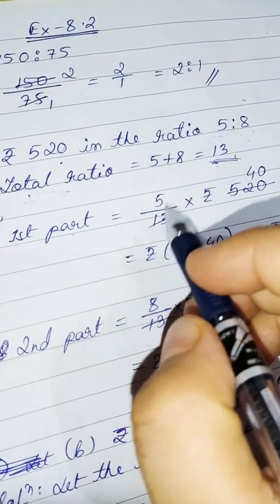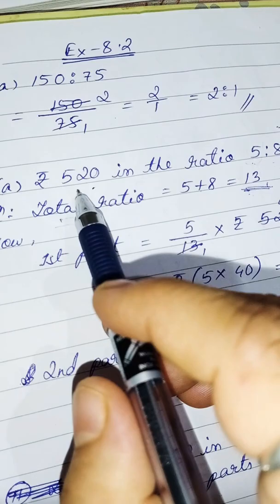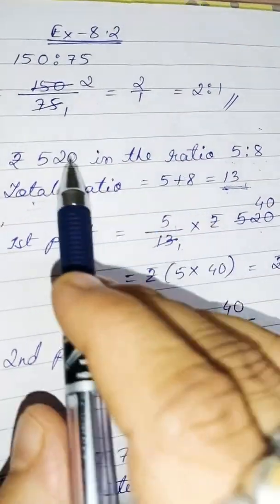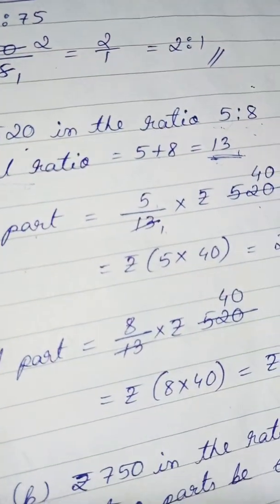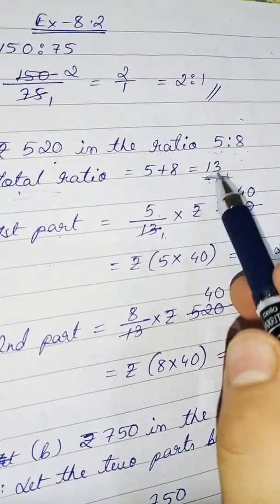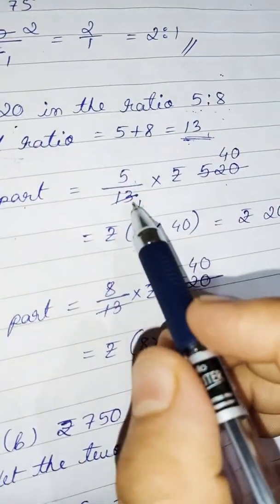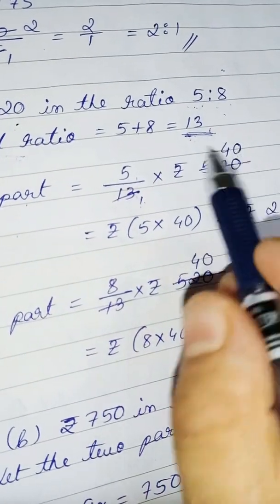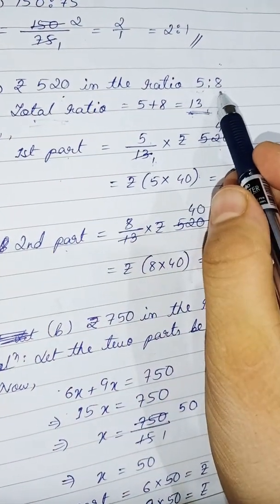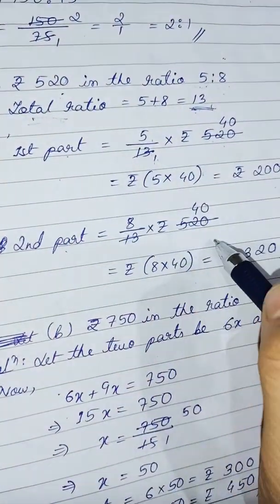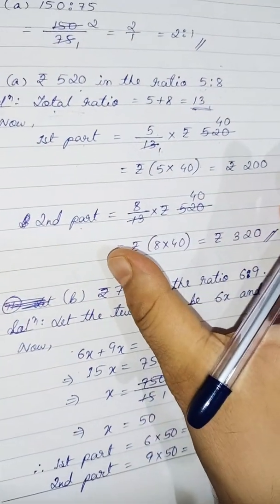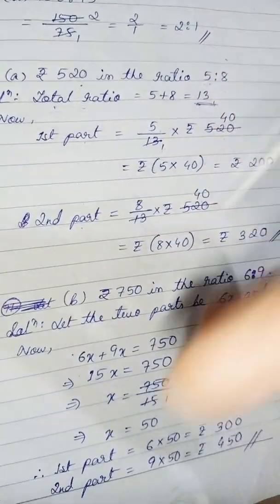So 5 out of 13 of how many rupees? Of rupees 520. So 5 by 13 into rupees 520, because this much part you are taking out of this much rupees. You have done it in fractions also, 4 by 5 of this, 5 by 6 of this. So the same thing we are doing here: 5 out of 13 of rupees 520. So 13 1 is 13, 13 40 is 520, 5 into 40, 200. Similarly the second part is 8 out of 13 multiplied by 520. So again 13 40 is 520 and 8 40 is 320. So that is how you got the two parts. This is one method.